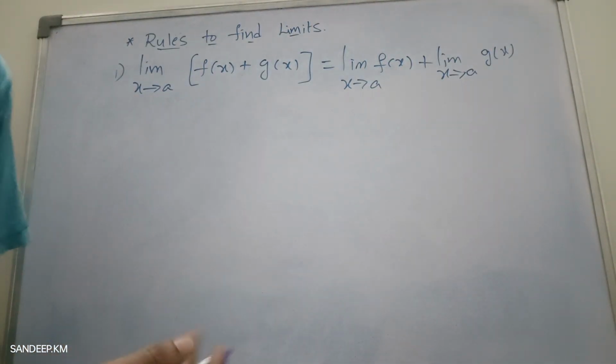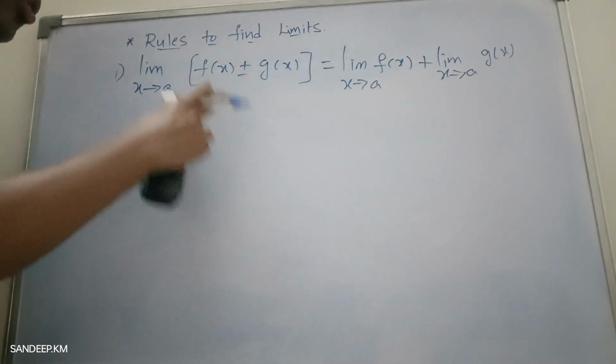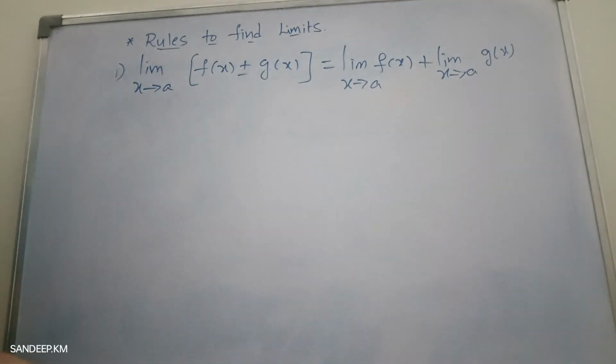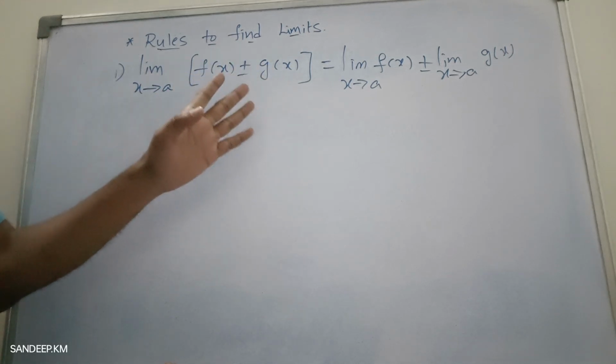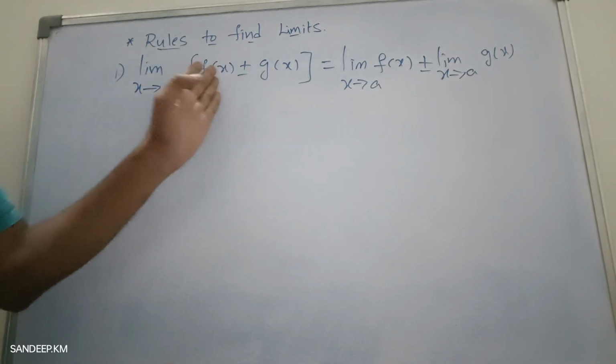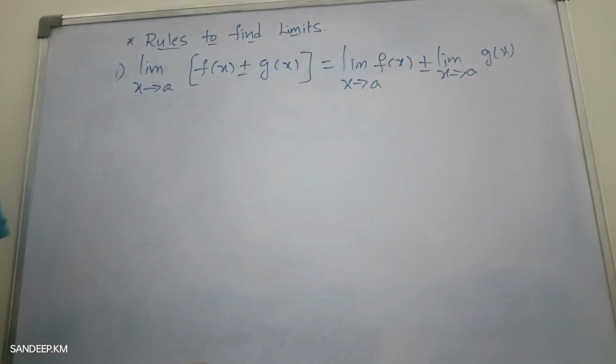And what is the second rule, dear students? Not only under addition, even under subtraction also. So that means what? If two functions are under subtraction, then also we can separate the limits. So if it is limit x approaches a f of x minus g of x, then we can separate the limits for both the functions. For f of x we can give limit, and then for g of x also we can give the limit.